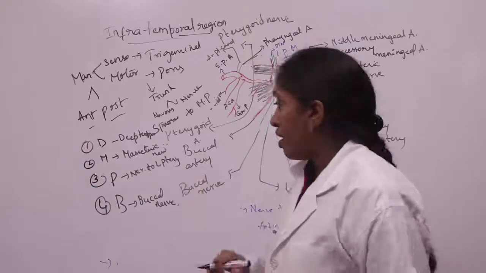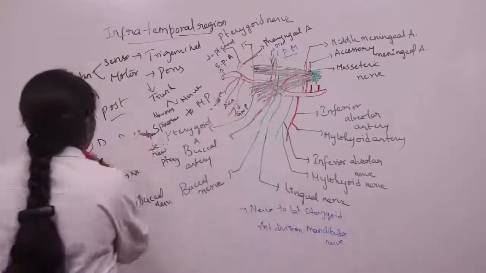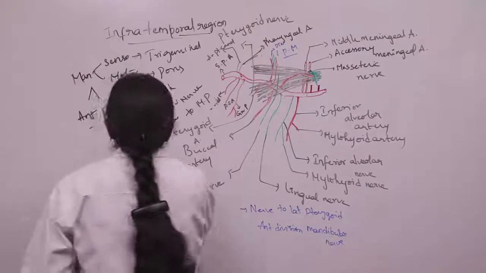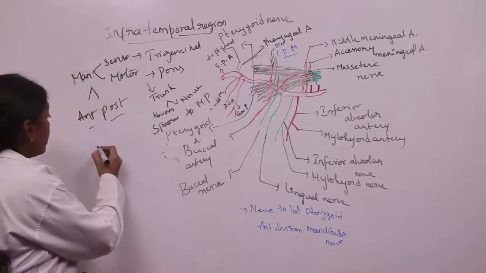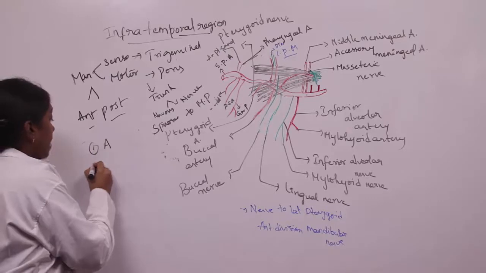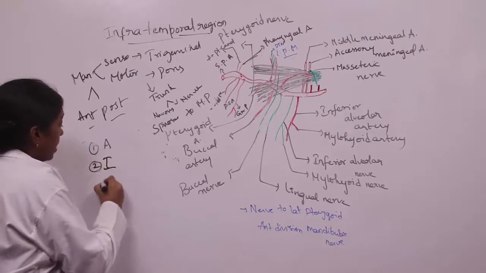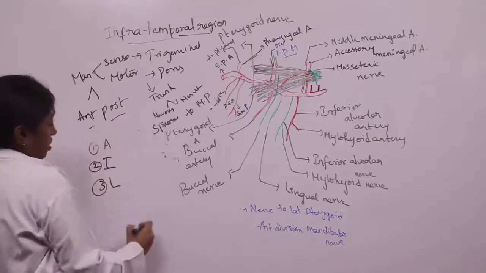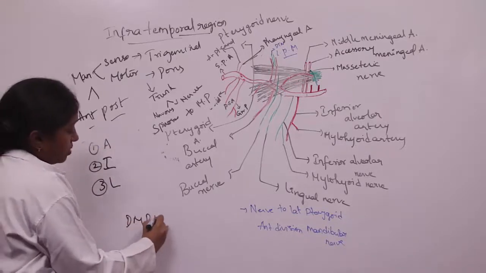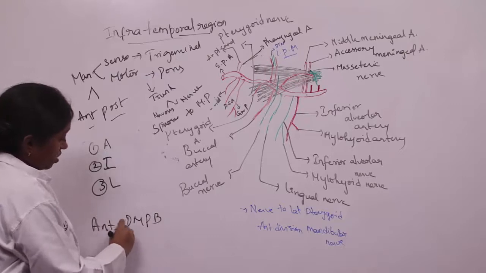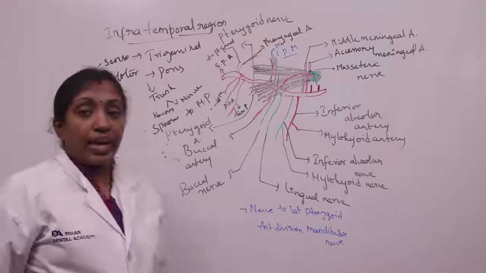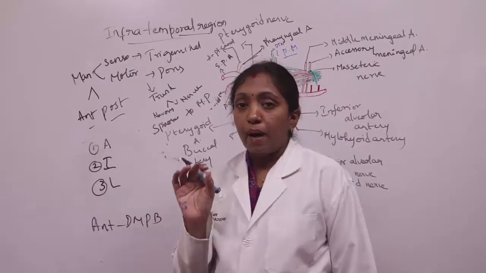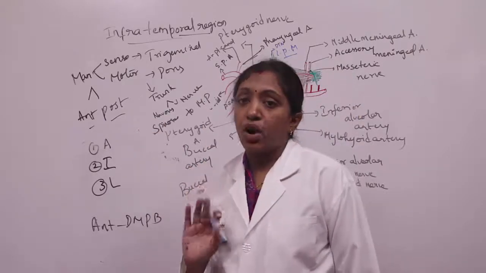And coming to the posterior division of the mandibular nerve, we have AIL branches. From the anterior division we have DMPB branches; from the posterior division we have AIL branches. The posterior part is mostly sensory and the small part is motor, that is nothing but the mylohyoid nerve.